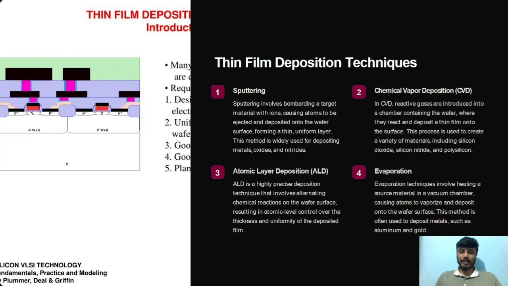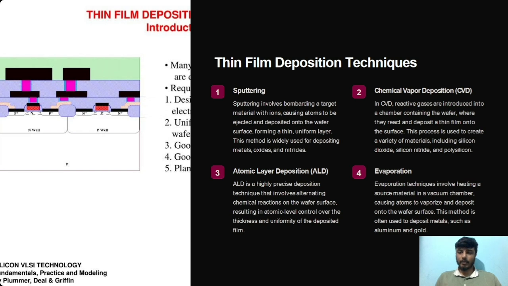Film deposition techniques. Sputtering. Sputtering involves bombarding a target material with ions, causing the atoms to be ejected and deposited on the wafer's surface, forming a thin uniform layer. This method is widely used for depositing the metal oxides and nitrides.